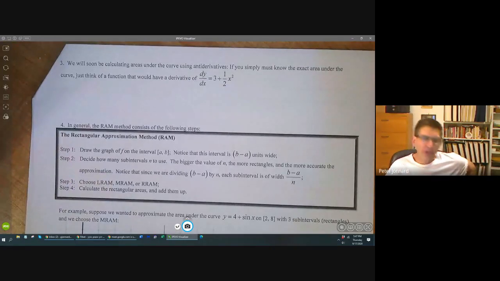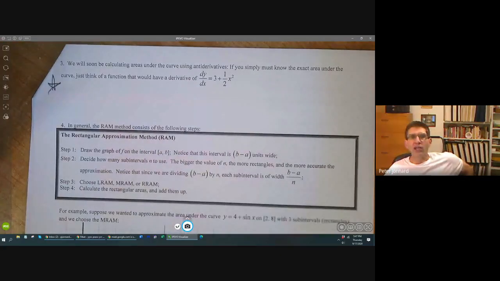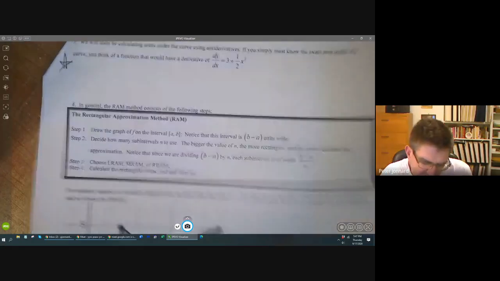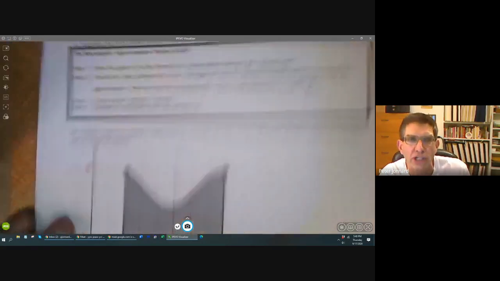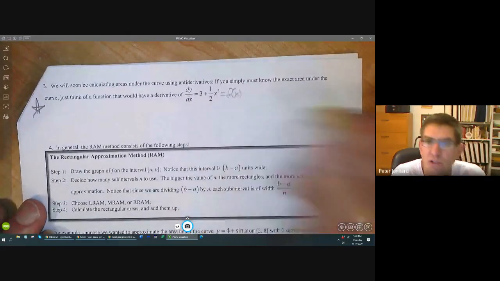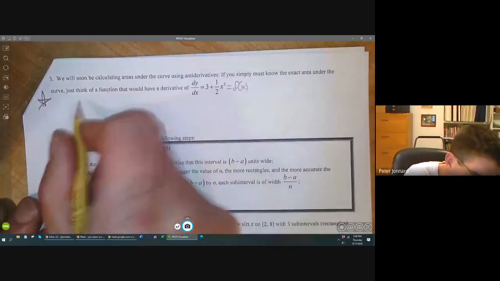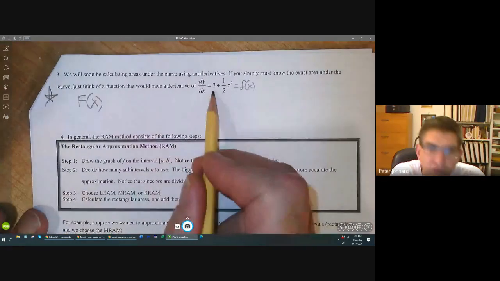So we're soon going to put a star next to this. It's going to ask you about this on the homework tonight. We're going to soon be calculating the exact areas under the curves using antiderivatives. And if you simply must know the exact area under the curve, what you need to do is think of this function as the derivative of some other function. And we usually use a capital letter. If we call this f of x, we typically call the antiderivative capital F of x, okay? And what function would have this derivative?